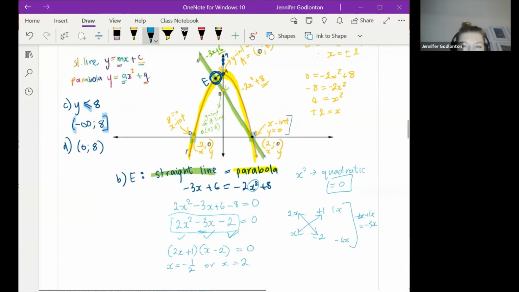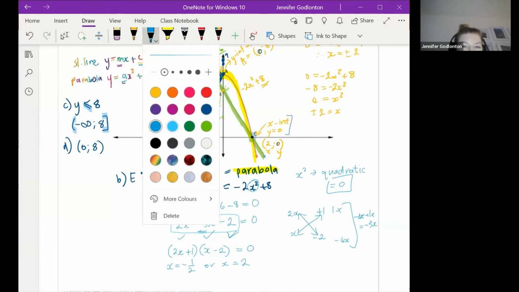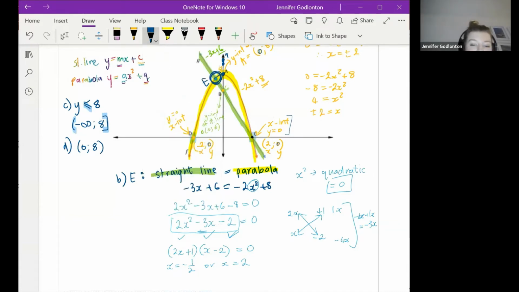Now, if you're looking at this picture where E is, the x value for E, is it going to be negative or positive? Look at where E is on this graph. It's going to be negative. Yes, guys. Okay, so we know it's going to be this one because it's on that side.